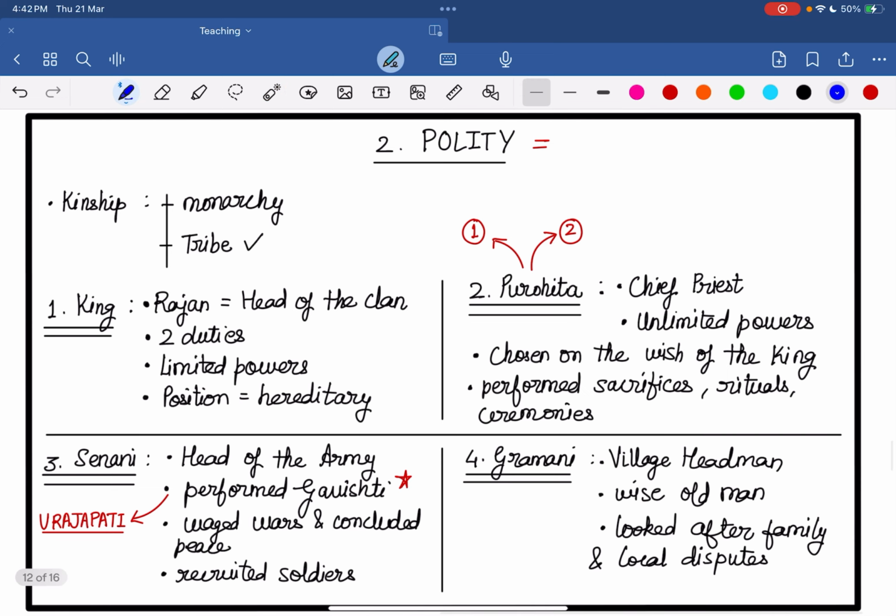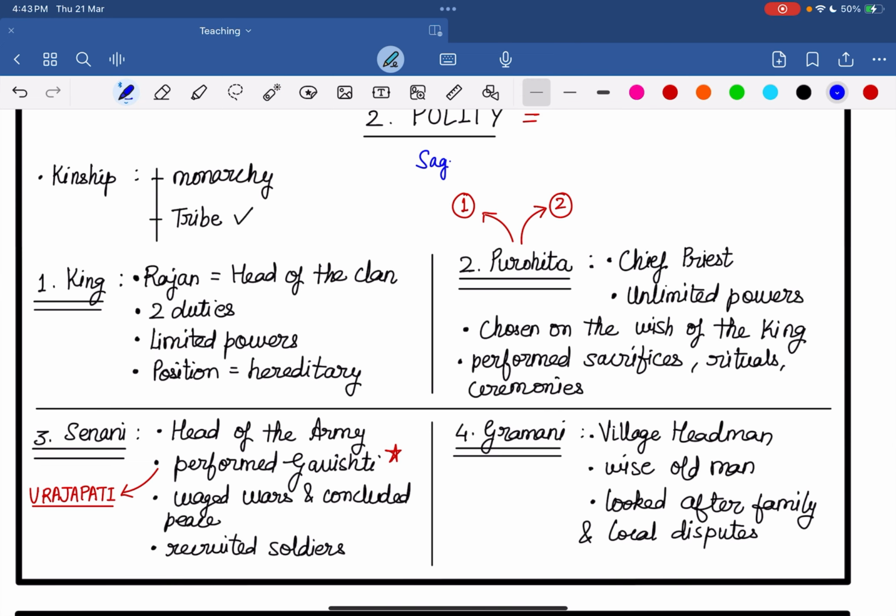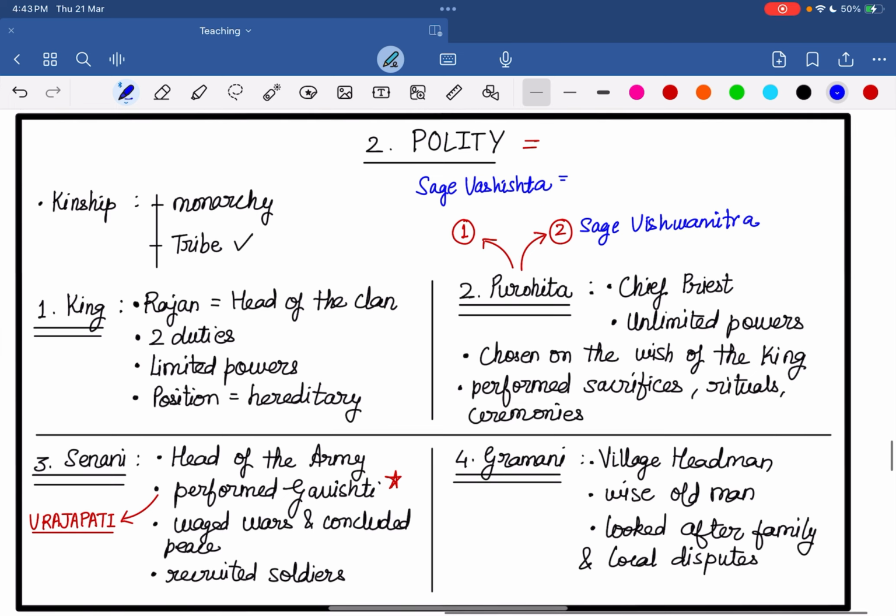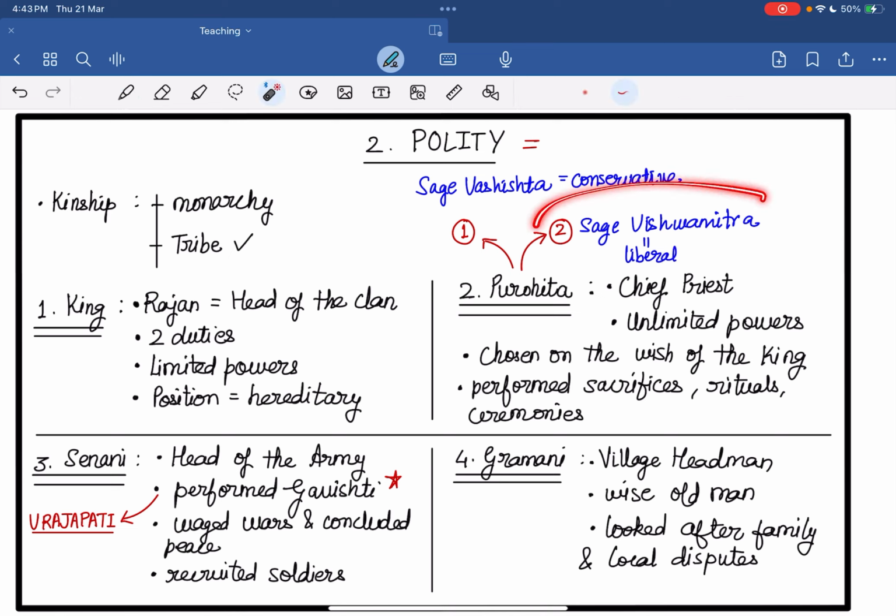Let me write it down. Sage Vashishta and sage Vishwamitra. Now Vashishta was a little conservative. Sage Vashishta was a little conservative. Sage Vishwamitra was a little liberal. And it was sage Vishwamitra who wrote the Gayatri Mantra.